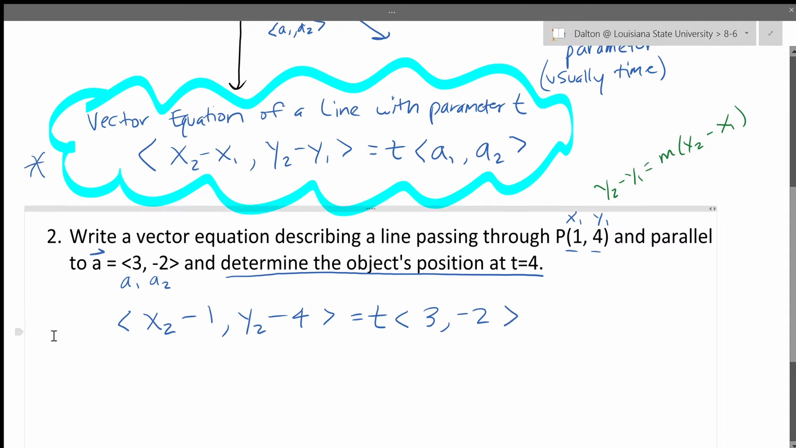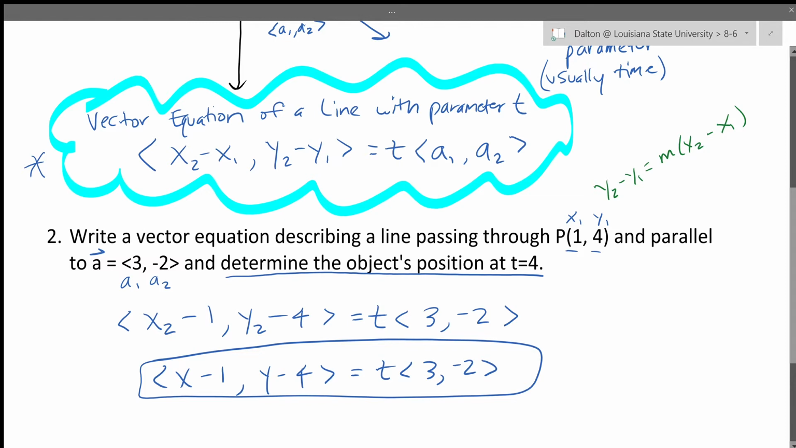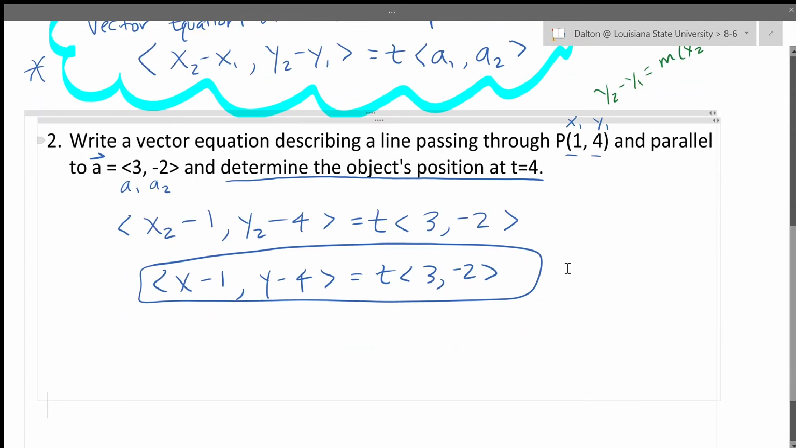Okay, now typically you won't see the x2s and the y2s here. The x2 and y2 just stand for any other coordinate points. So typically you'd see it written like this: x minus 1, y minus 4 is equal to t times the vector 3, negative 2. So this is step 1. That is the vector equation of a line that goes through the point 1, 4, and is parallel to this vector. Part 2 is, what is the object's position when time is equal to 4?